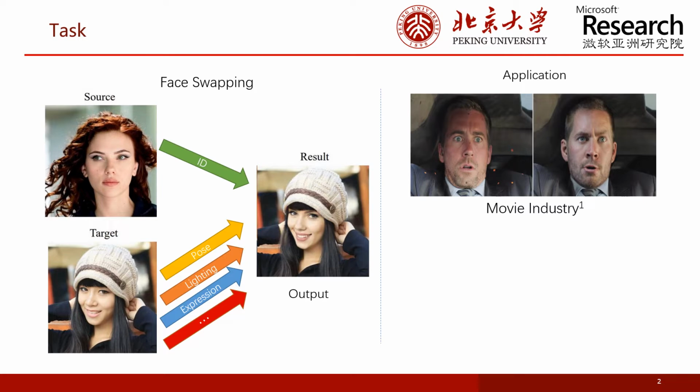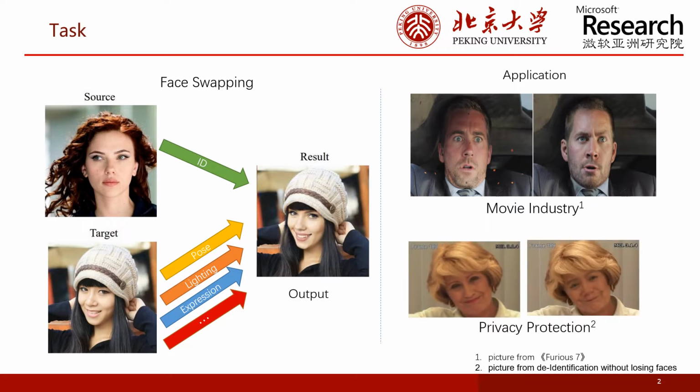Like in Furious 7, Vita Digital used this technology to continue filming after the unfortunate accident, or it could be used for privacy protection in an online chat or online meeting.